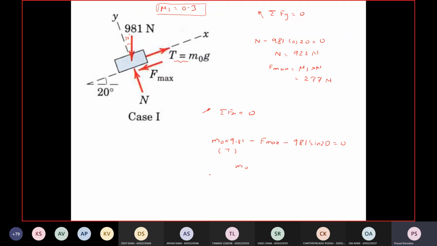So tell me the value of m0. 62.43. Correct, 62.4 kg. So this value corresponds to case 1, that is, the impending motion is up the incline. In this case, m0 will be maximum. Now let's consider the second case.